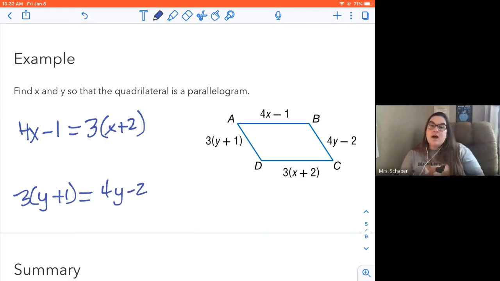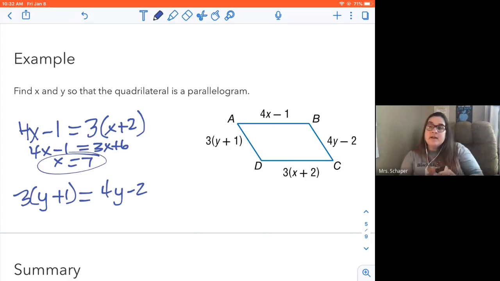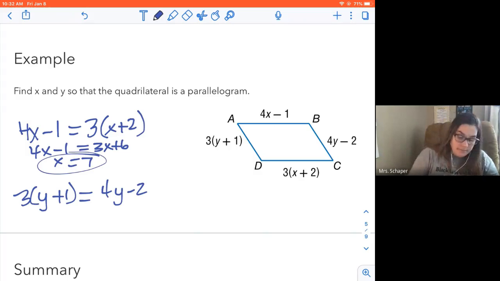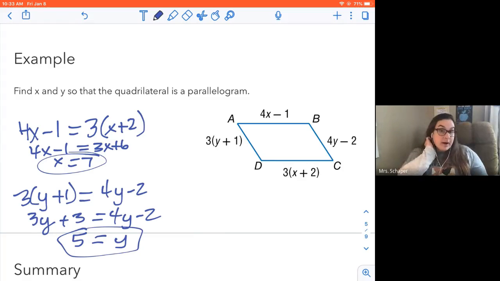And now we're going to solve each of those equations to make sure that it's parallel. So I've got 4x minus 1 equals 3x plus 6. I've got x equals 7. So if x is 7, then that's parallel. All right, looking at the other one, I've got 3y plus 3 is equal to 4y minus 2. y has to be 5 in order for them both to be parallel.